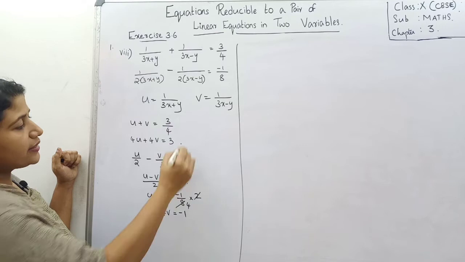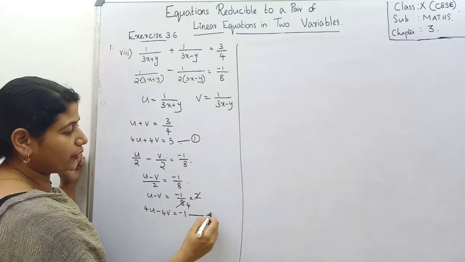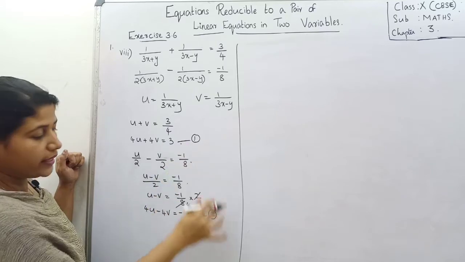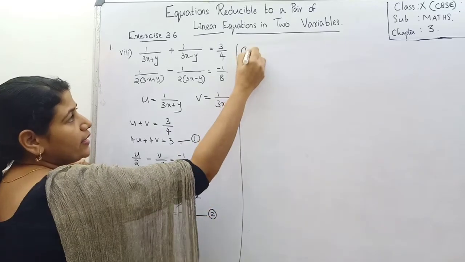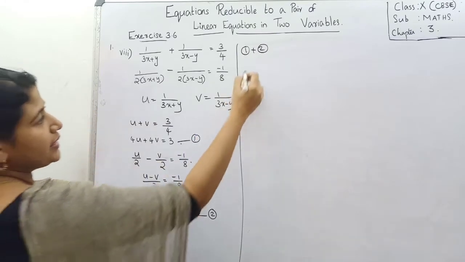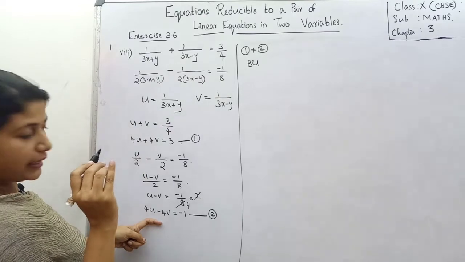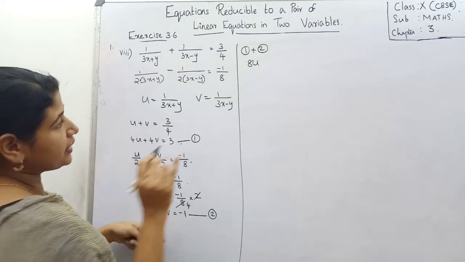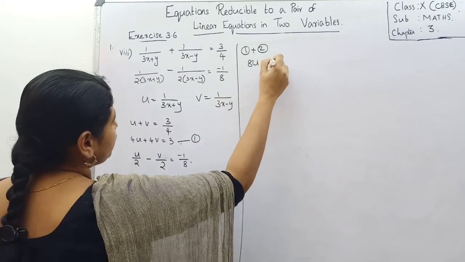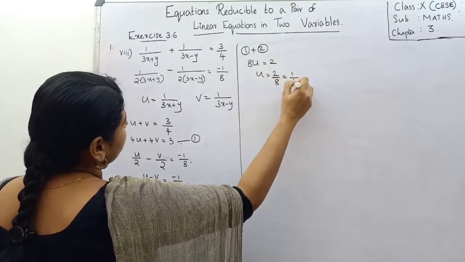Here this is 4u plus 4v equal to 3. Here 4u minus 4v equal to negative 1. So we can add these 1 and 2. Then you will get 4u plus 4u is 8u. Plus 4v and minus 4v becomes 0. 3 minus 1 is equal to 2. So u will become 2 by 8, which is equal to 1 by 4.